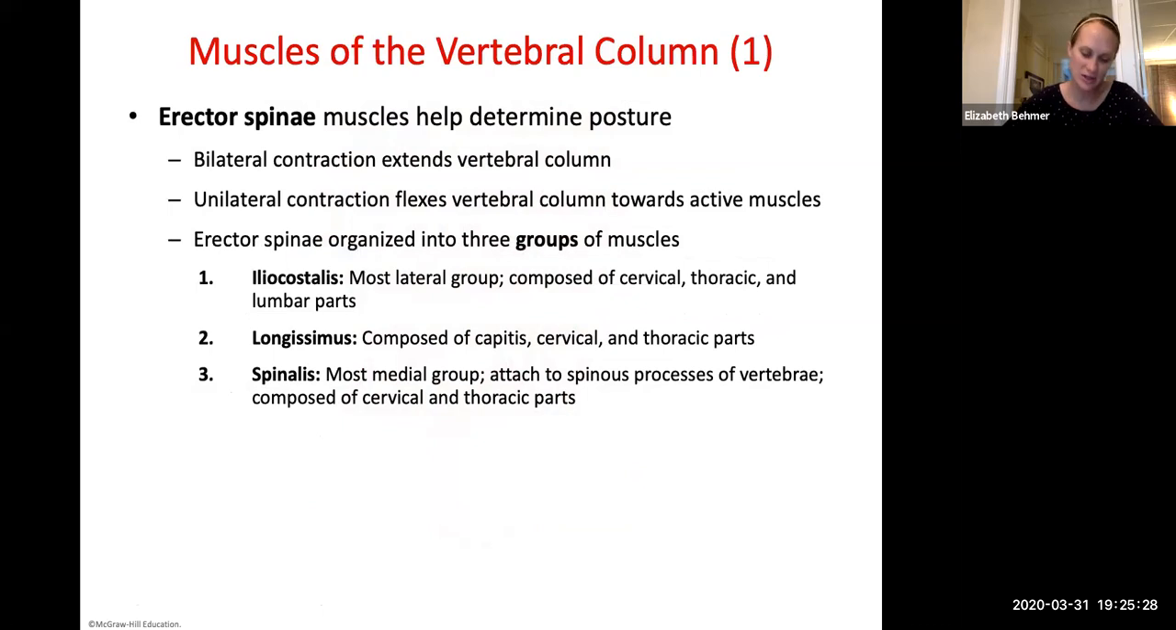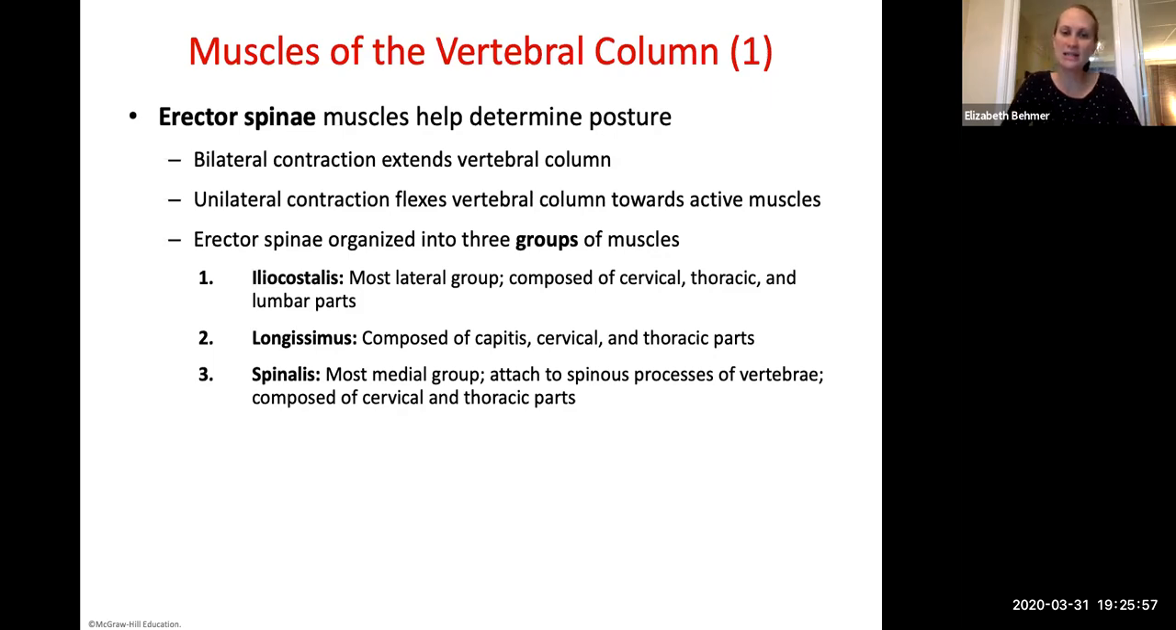Okay, the erector spinae muscles, and this is something you should know, this is number 4. These are muscles that help determine your posture, so they will travel parallel with your vertebrae. Bilateral contraction extends your vertebral column, so it helps you sit up straight, and unilateral contraction on one side or the other will flex your vertebral column towards one side or the other.